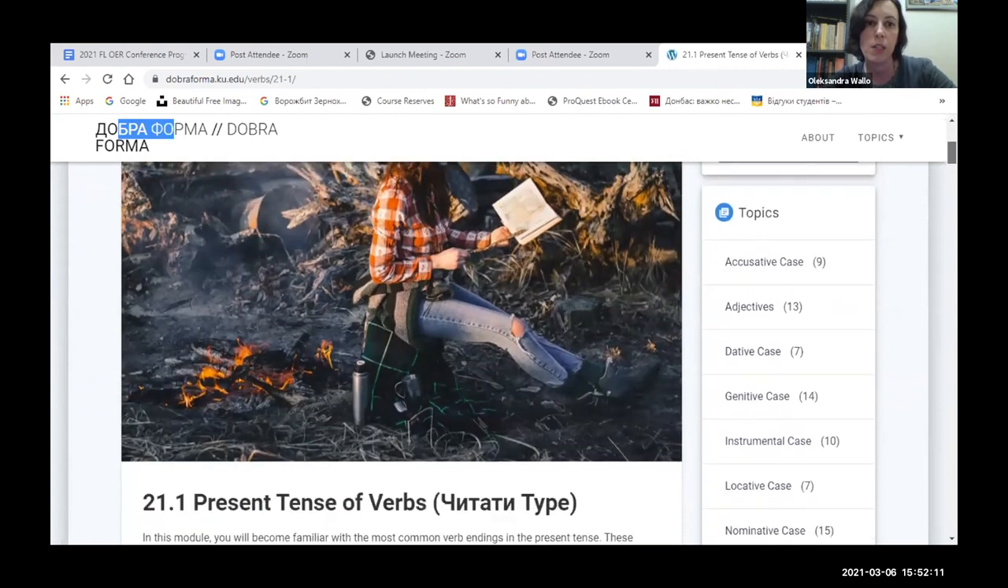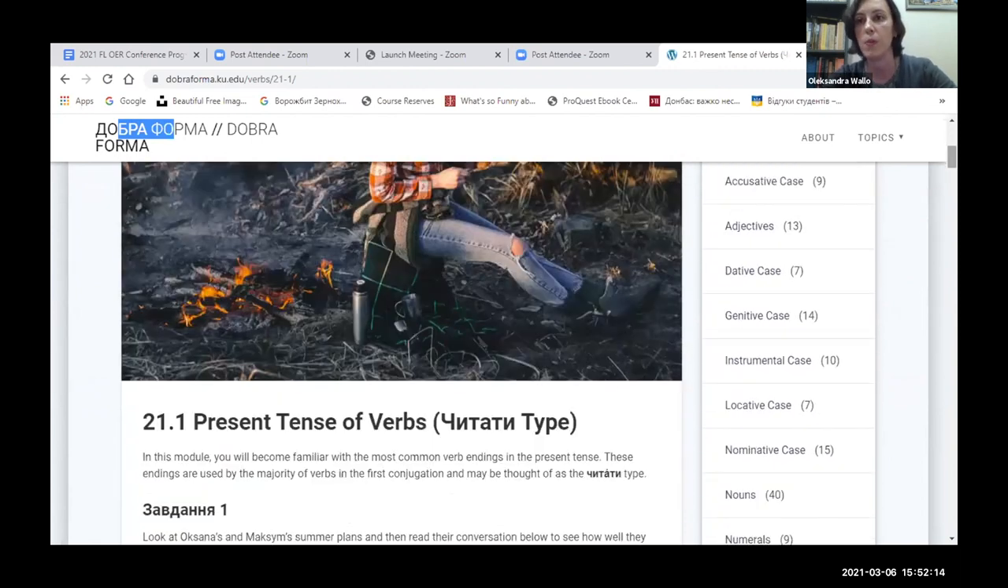This particular unit, 21, is on the present tense of verbs. And in Ukrainian, there are six endings for the present tense for first, second, third person singular and first, second, third person plural. In addition to that, all verbs are divided into two big groups, two conjugations, and then there are further complexities, exceptions, and variations within each group. And in regular curricula, all of this is presented at once to students as paradigms and charts. And then it's very difficult to get students to actually internalize these forms.